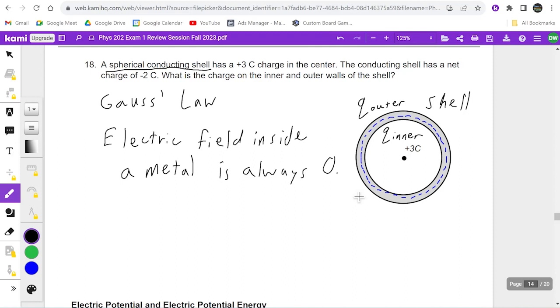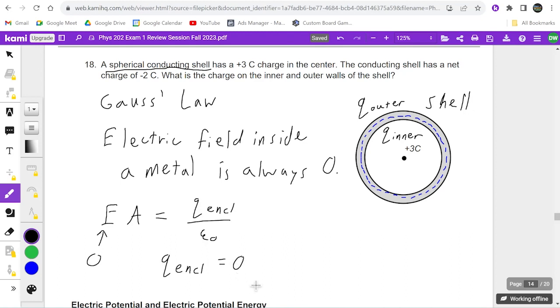And why is that good? Well, because think about it. If I use Gauss's law, and Gauss's law says EA equals charge enclosed over epsilon naught, and I just told you the electric field is 0, oh my god, this is great. It means that the charge enclosed must be 0. That's the only way this math adds up. Now, as you know, the charge in the middle is 3 coulombs. That's not 0. Can someone help me make sense of this?